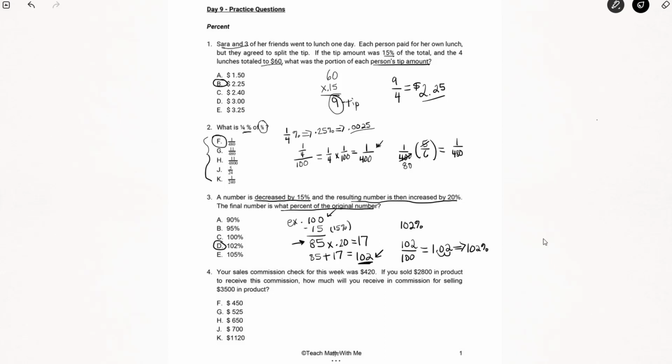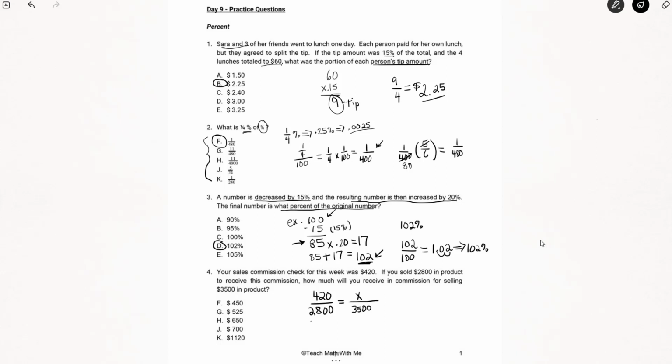Your sales commission check for this week was $420. If you sold $2,800 in product to receive this commission, how much will you receive in commission for selling $3,500 in product? So we're looking for really our sales commission percent. We could set this up as a ratio, and it kind of works into our other section that we're looking at. So it told us that we made $420 when we sold $2,800, and let's set up a similar fraction: if we sell $3,500, what amount are we going to make? How much will we receive in commission?